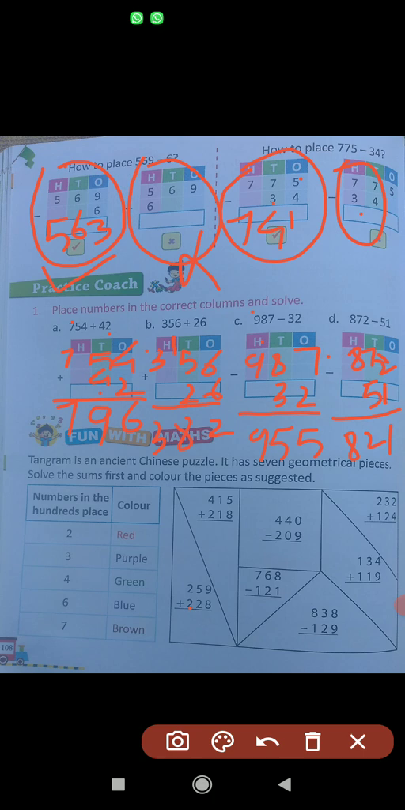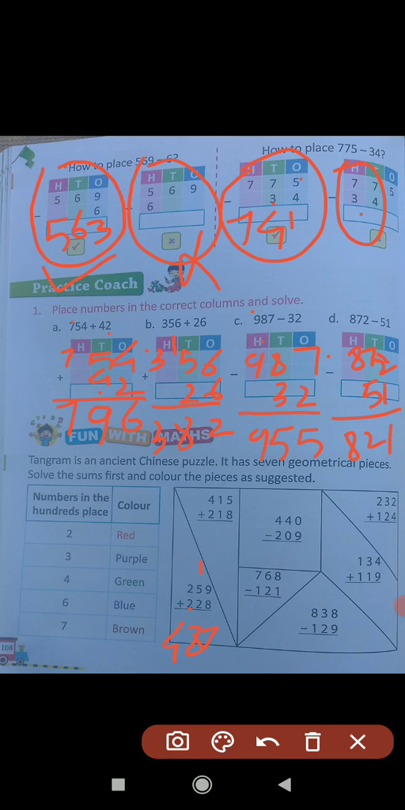Okay, 259 plus 228. Add 9 plus 8 is equal to 17, right? 7 of 17, 1 is carry. Okay, and after carry, add tens place number, 5 plus 1 is 6, and 6 plus 2 is equal to 8. Write 8 in tens place, and hundreds place 2 plus 2 is equal to 4. Answer is 487. 259 plus 228 is equal to 487.